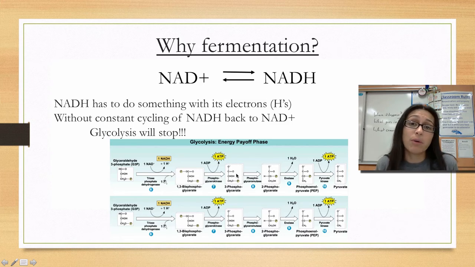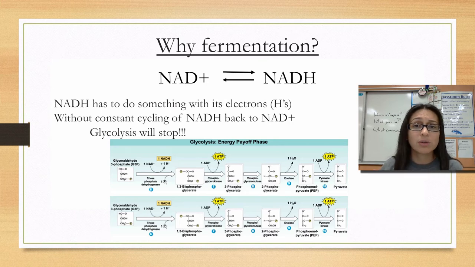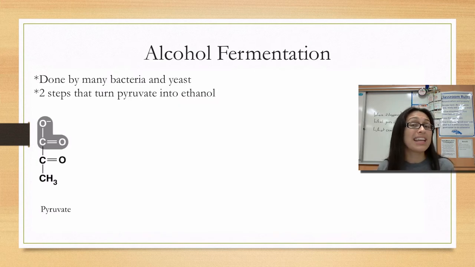So our cells have a way of dealing with that. If there's no oxygen present, if you can't continue with cellular respiration, then fermentation comes in. So the first type is alcohol fermentation. Alcohol fermentation is done by your bacteria and your yeast, and there's 2 steps to converting pyruvate into ethanol, okay, which is alcohol.